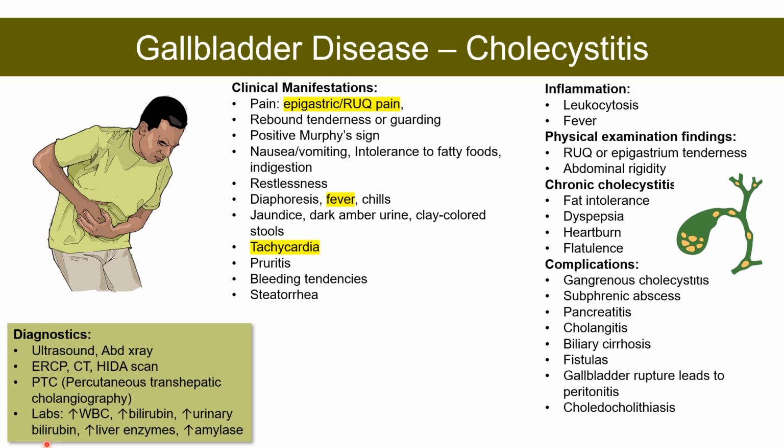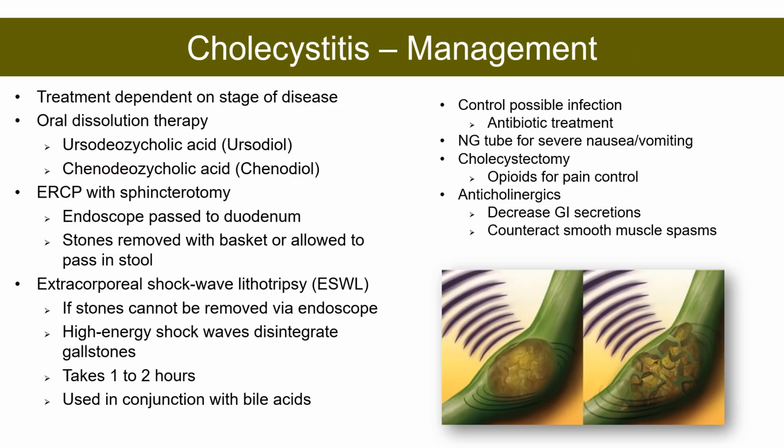Okay, so now you know what positive Murphy sign looks like. So treatment management for cholecystitis depends on the stage of the disease. There may be an oral medication that can be taken to break up those gallstones. They may need to do an ERCP, which is that previous video we saw about with the pancreas. They can do shockwave lithotripsy, where they put a shockwave to break up the stones so the stones can just kind of pass on their own.